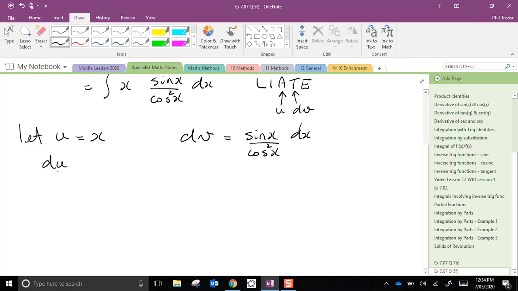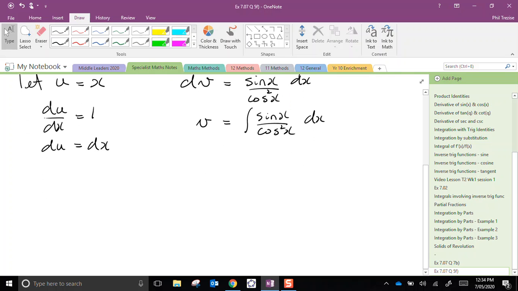Now the usual process here is to take a derivative. du/dx would equal 1, and so that gives us a very nice simple relationship that du equals dx. Over here, to find v, we will need to integrate sine of x over cosine squared x dx. Now that's not going to be a simple one. We're going to have to use a substitution. I note that the derivative of cosine is negative sine.